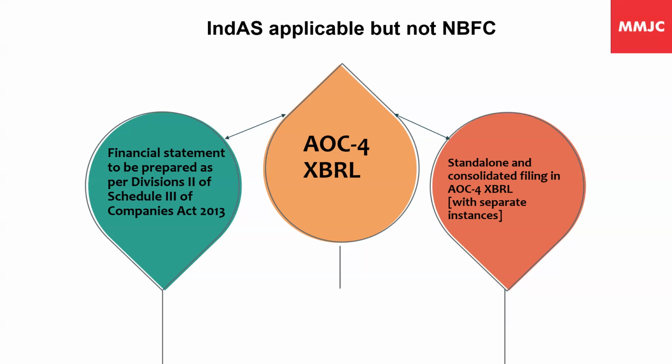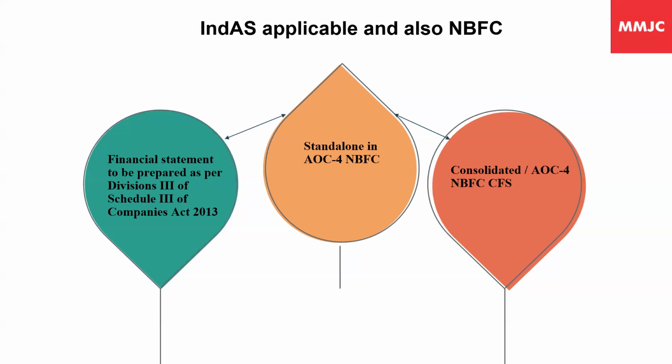Consolidation, like you mentioned earlier, two separate instances are to be attached in the same Form AOC for XBRL, and there is no requirement of two separate forms. Now, the next category is about such reporting companies to whom Ind AS is applicable and they are NBFCs. Which form is applicable to these companies?